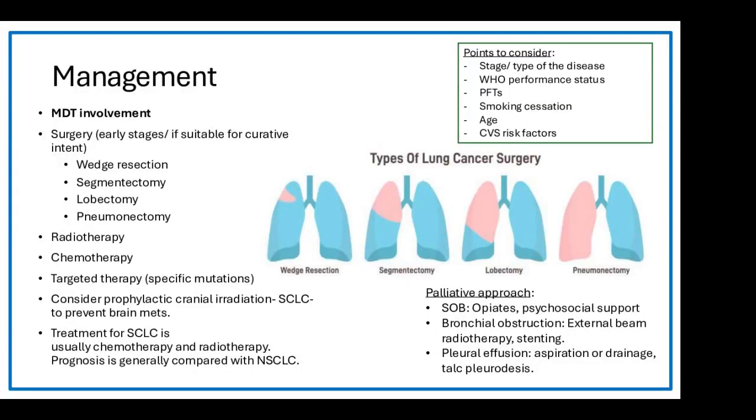So you might remove a small part of the lung, you might remove a segment of the lung or an entire lobe. So we've got 2 lobes on the left side, 3 lobes on the right. And in some cases, you might do a pneumonectomy, which is removing the entire lung. We can also do radio and chemotherapy before or after the surgery.